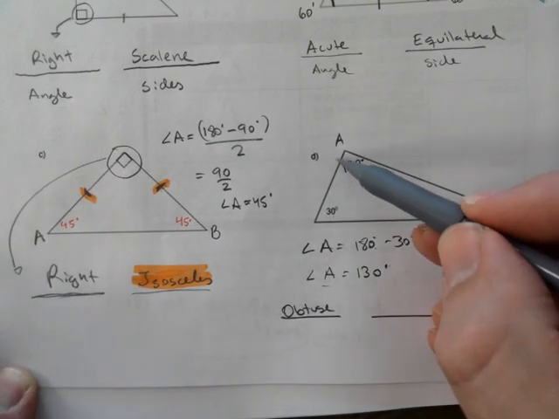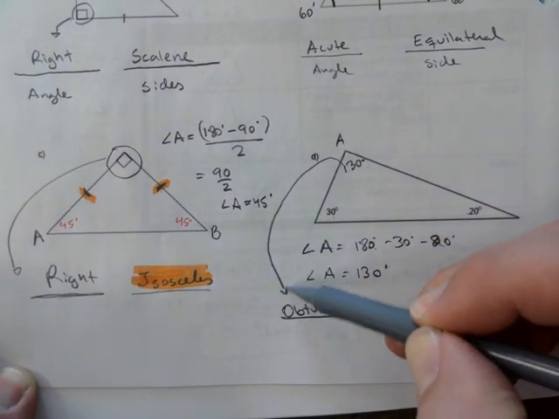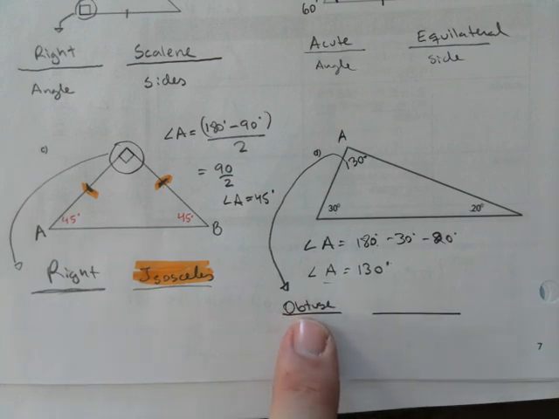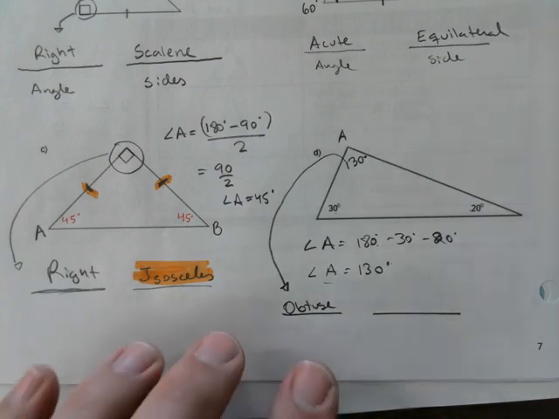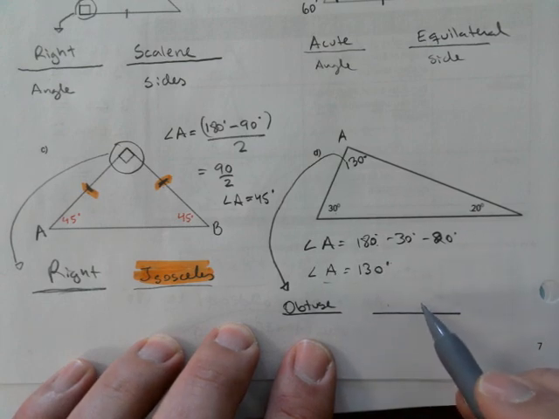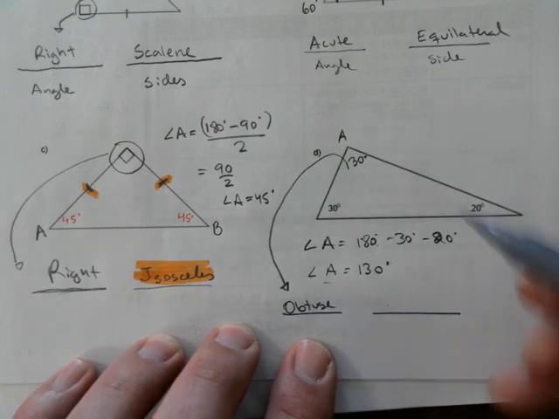I will make an arrow coming from here. I'll say this, for right, if it's a right triangle, it's one angle that determines that. If it's obtuse, there's one angle that determines that. If it's acute, you got to look at all of them. They all have to be less than 90, right? And then this, what would this be? Scalene, right?